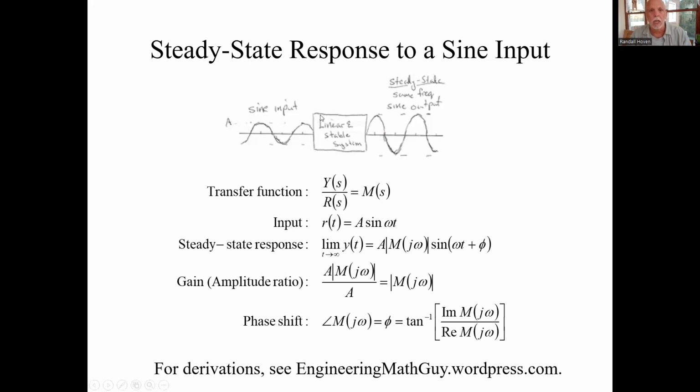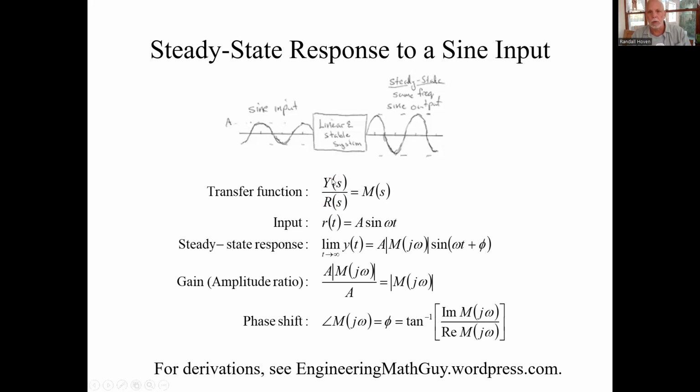So we're going to take a linear and stable system. It's got to be stable. Otherwise, you give it a sine input, the output probably goes unbounded. So we'll talk about a linear stable system, and we're talking as time goes to infinity. And what happens? If you give it a pure sine wave input, what comes out is a sine wave in steady state. After you let all the transients die out, you get a sine wave at the same frequency as the input. I think that's a pretty remarkable result.